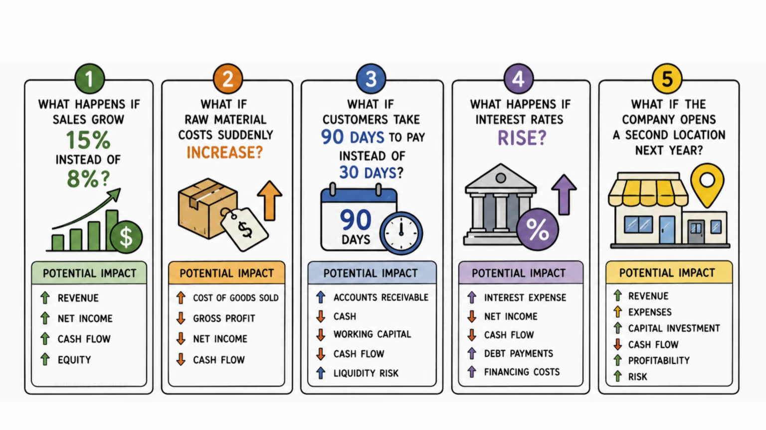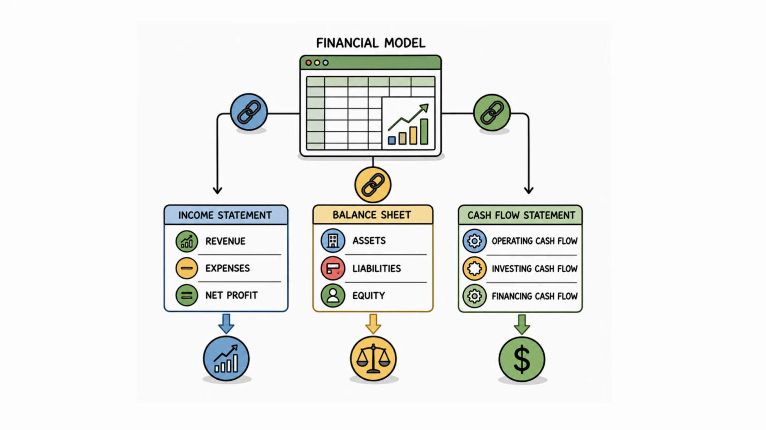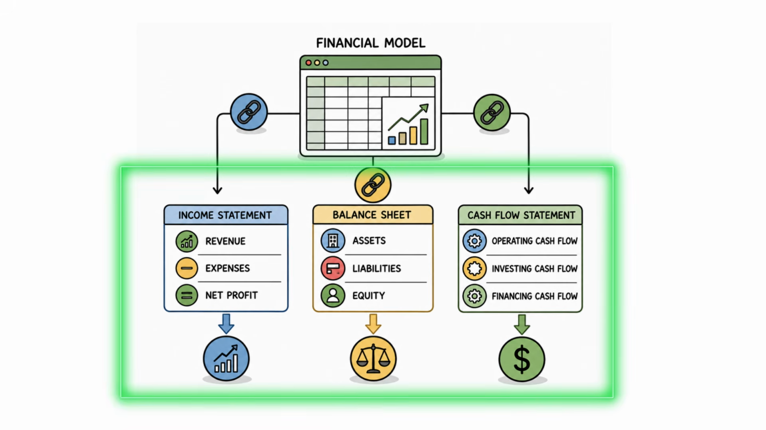Instead of accepting one future outcome, you can test multiple possibilities. What happens if sales grow 15% instead of 8%? What if raw material costs suddenly increase? What if customers take 90 days to pay instead of 30? What happens if interest rates rise? What if the company opens a second location next year? Because every assumption is connected, the entire model updates within seconds. This allows business owners to evaluate opportunities, prepare for risks, and make decisions based on measurable financial outcomes rather than assumptions or emotions.